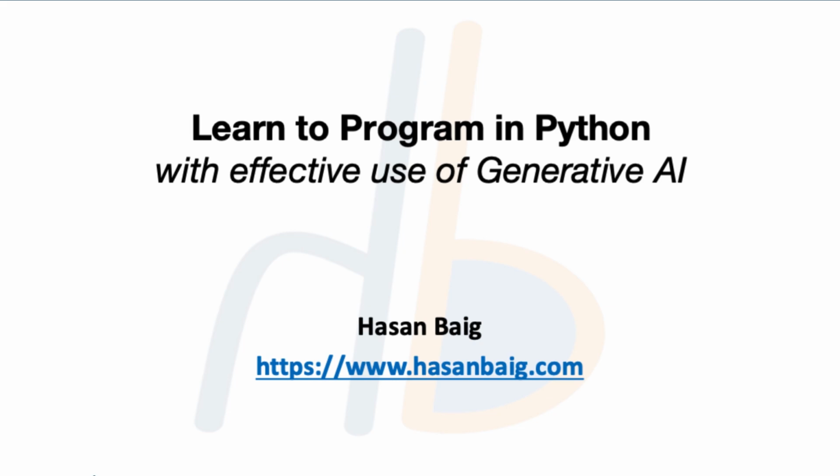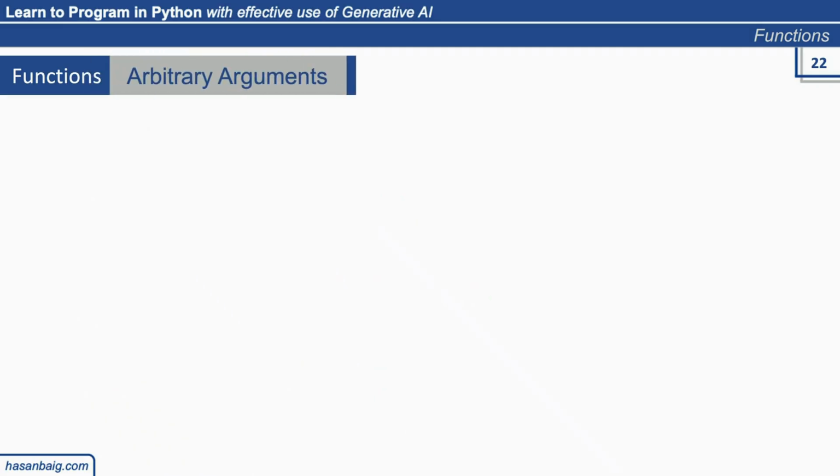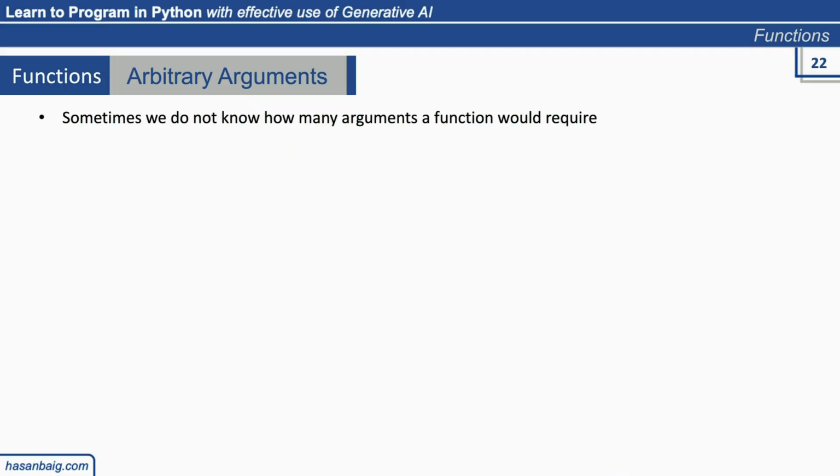All right, so I would proceed ahead with one of the last topics of this important section, functions. Sometimes we do not know how many arguments a function would require. I gave an example in another section, but I'd like to ask, do you know any practical example where you interact with the system and the system does not know how many inputs you will be providing?